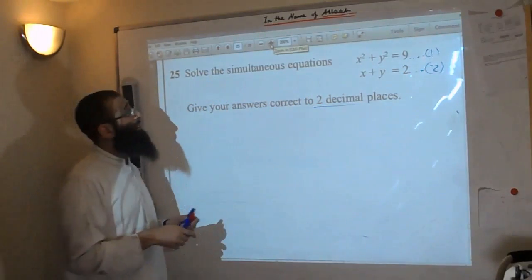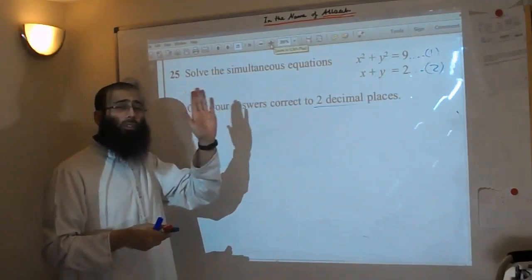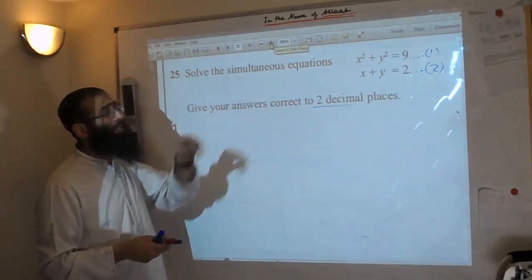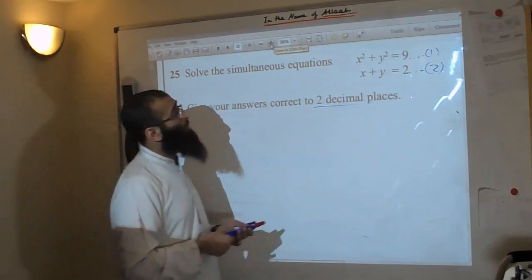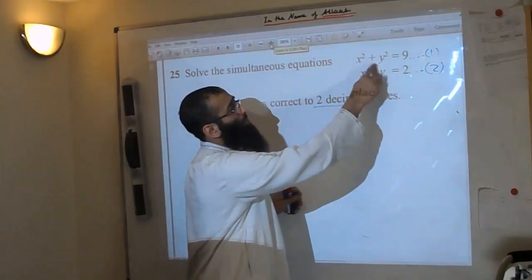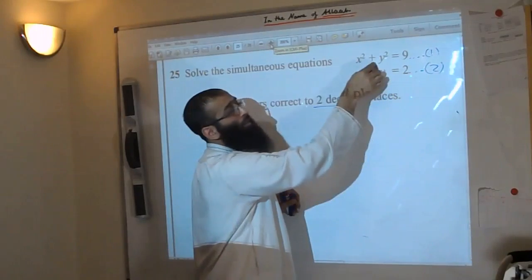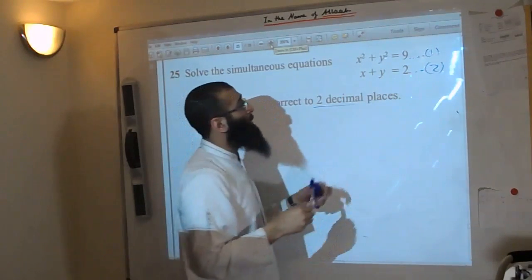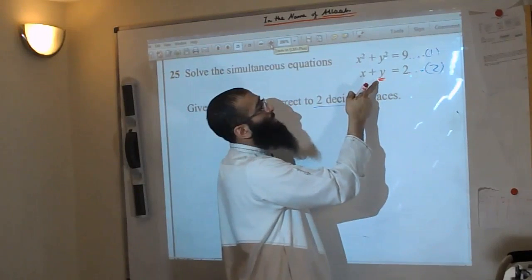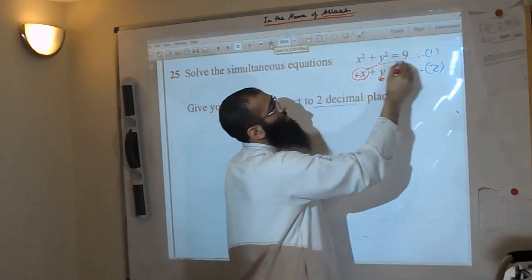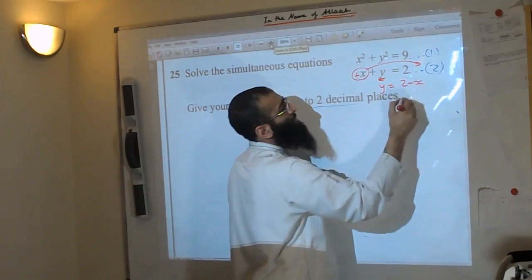Now, unlike standard linear simultaneous equations, linear and linear, where we eliminate one of the x or y coefficients, this is one where we can use the method of substitution. I've got x squared plus y squared, so in terms of x and y, I'm going to eliminate y by substituting y from here into there. So let's rearrange the bottom equation to make y the subject: I take the plus x over, and it becomes minus x.